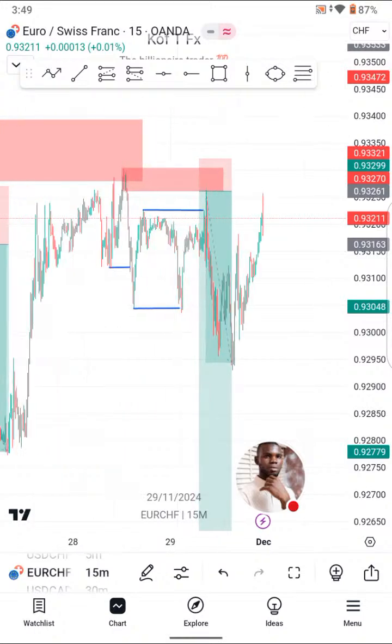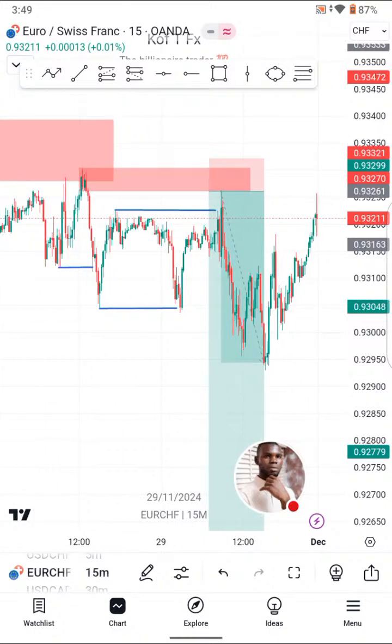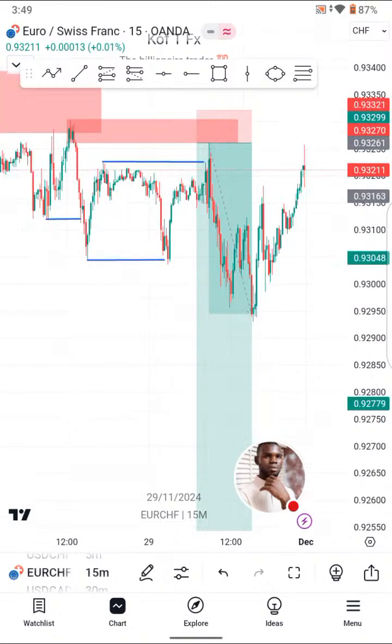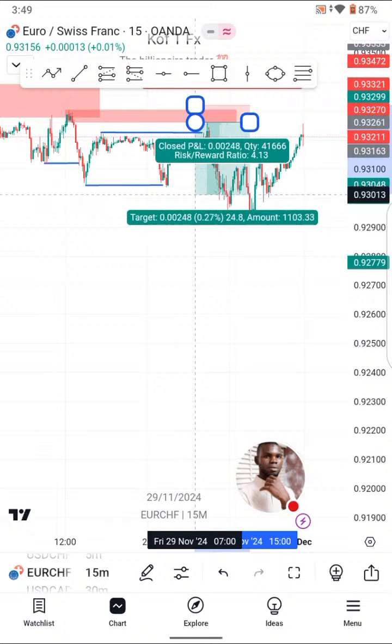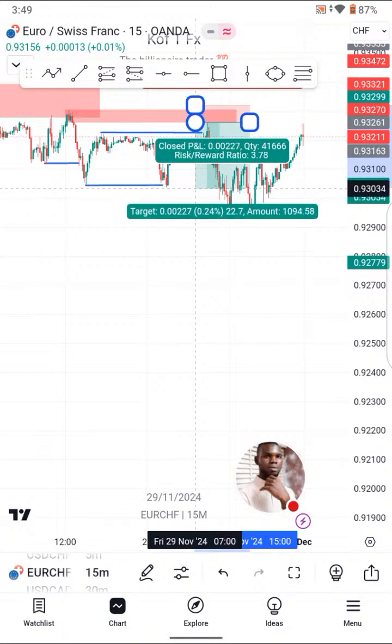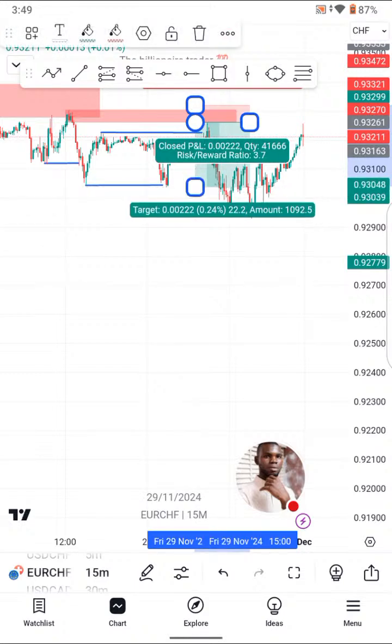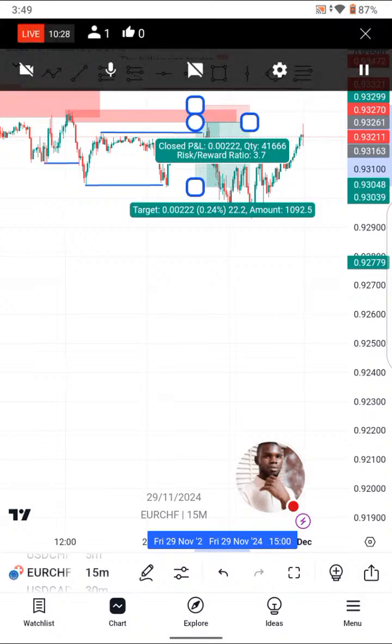This is on 15-minute time frame. And as you can see, it was a sniper entry. And I said, even though I'm going to take this trade, my target will actually be the low, this low. My target will be the low. So that was what I was actually expecting to happen.